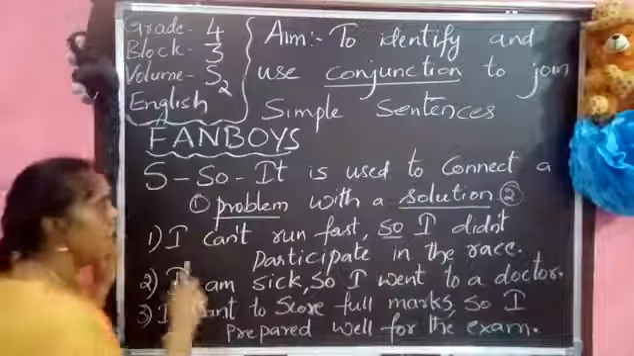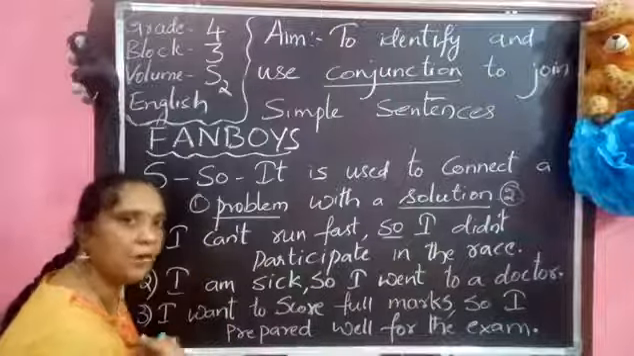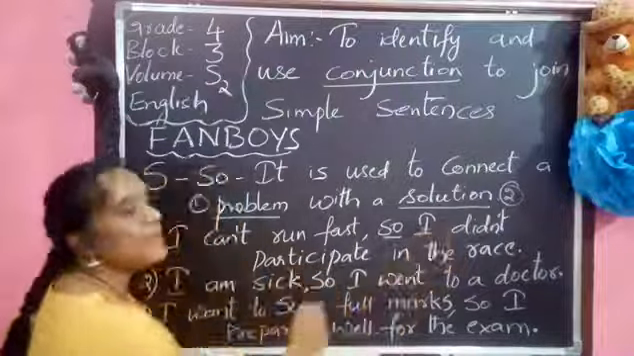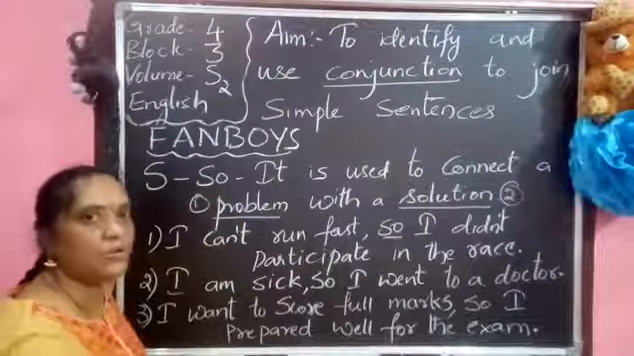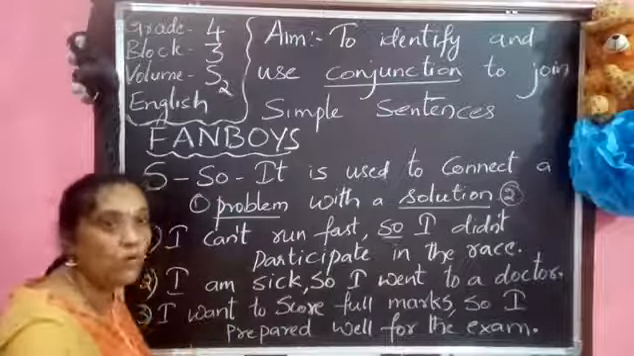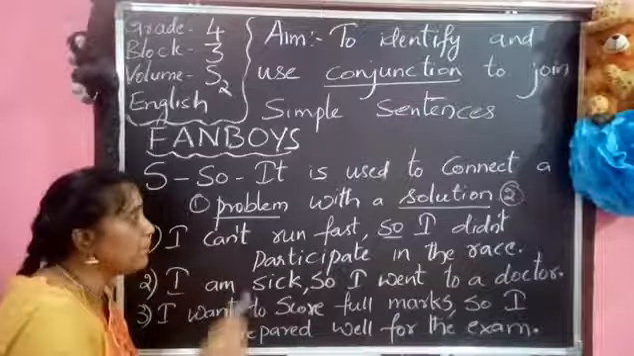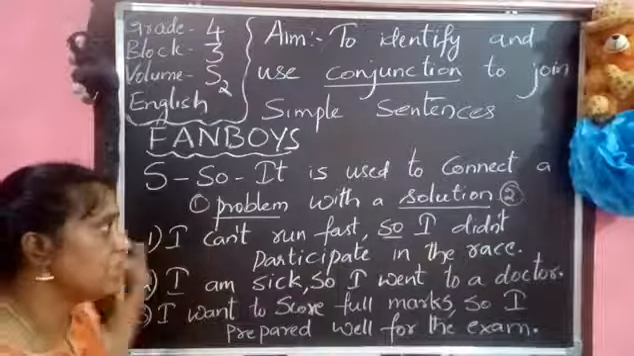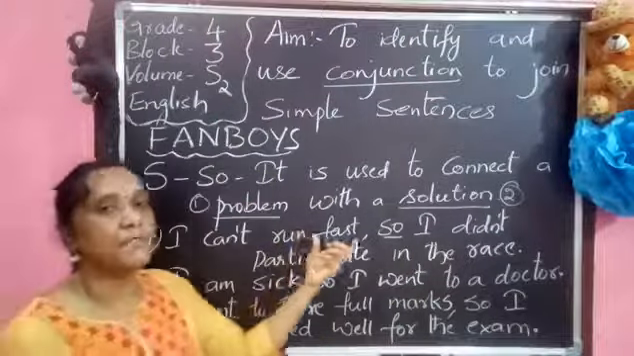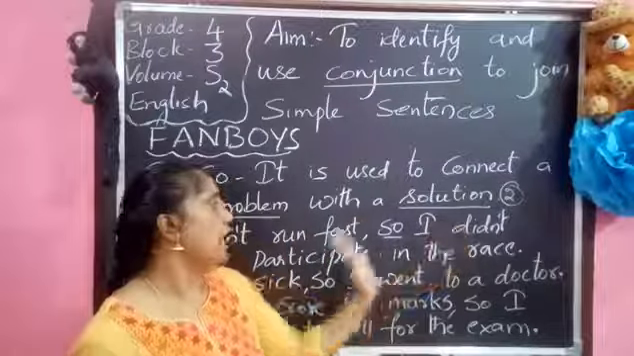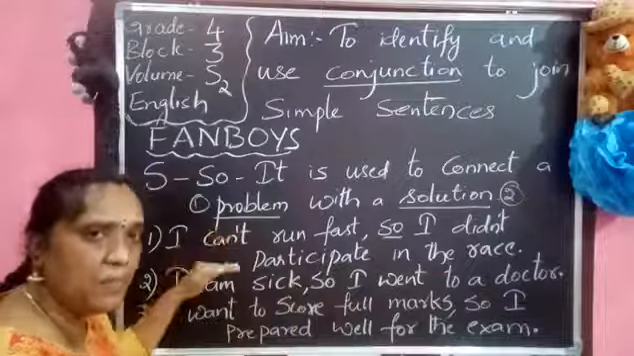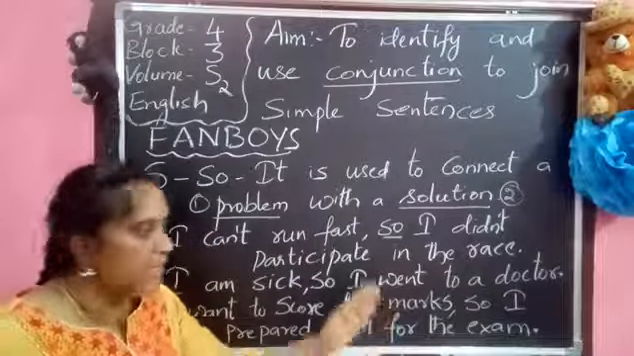Now, see here. I cannot run fast. It is my problem. I can't run fast. So, what do I want to do? I didn't participate in the race. If I participate, I know that I may not win. I may fall down or some problem may arise for me. So I don't want that problem. I want to escape from the problem that I can't run fast. So what did I do? I didn't participate in the race. I can say that I am getting leg pain. So I didn't participate in the race.